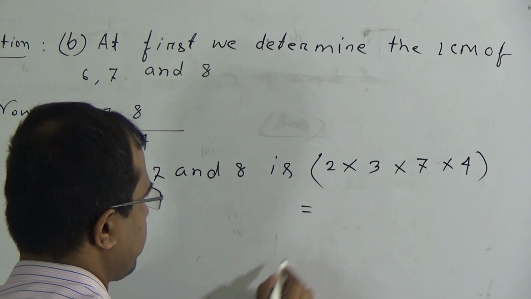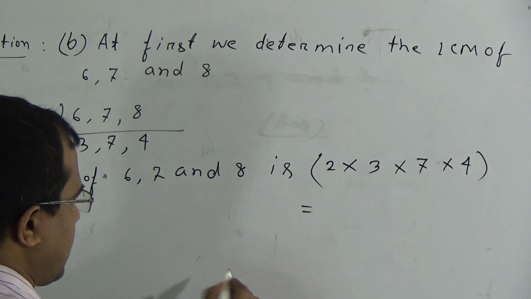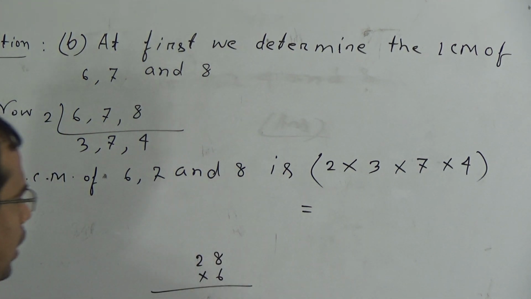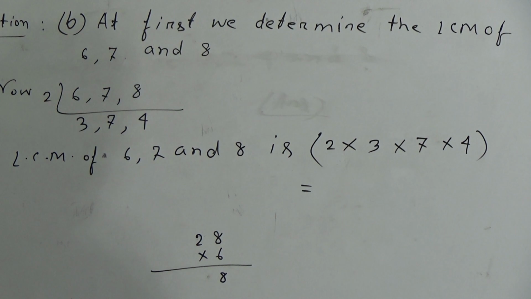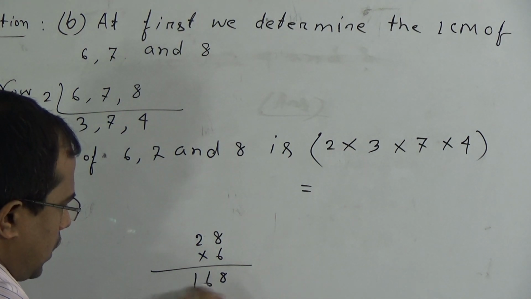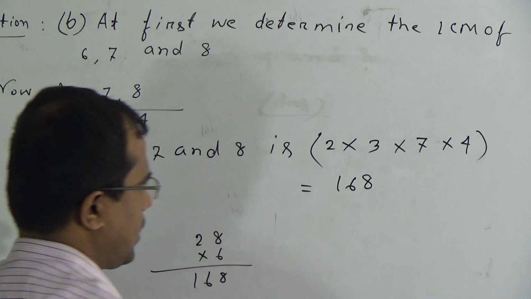Now here 7 4s are 28 and 2 3s are 6. If we multiply 28 by 6, then we can get the LCM. 6 8s are 48. From 48 we will write 8 carrying 4. 6 2s are 12. 12 plus 4 is equal to 16. That means 168.